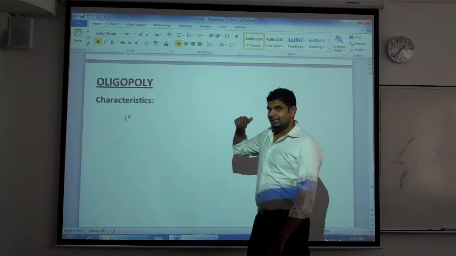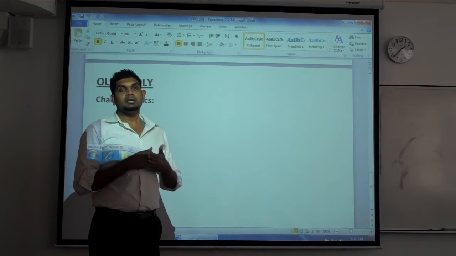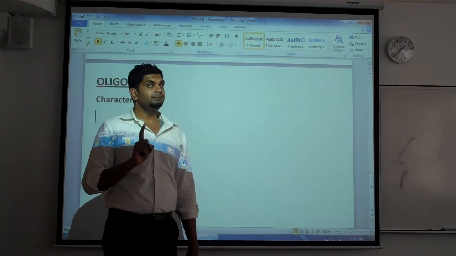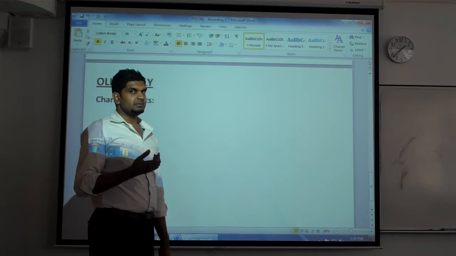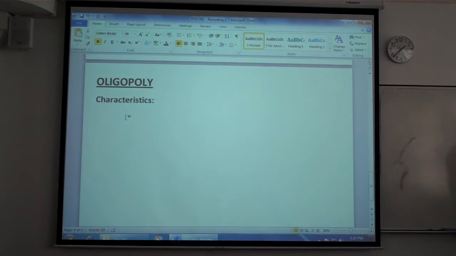Oligopoly. It's a market structure which is very close to that of monopoly, except that in a monopoly we have just one firm. In an oligopoly we have a few firms in the market. So the first characteristic of an oligopoly is there are few firms in the market.